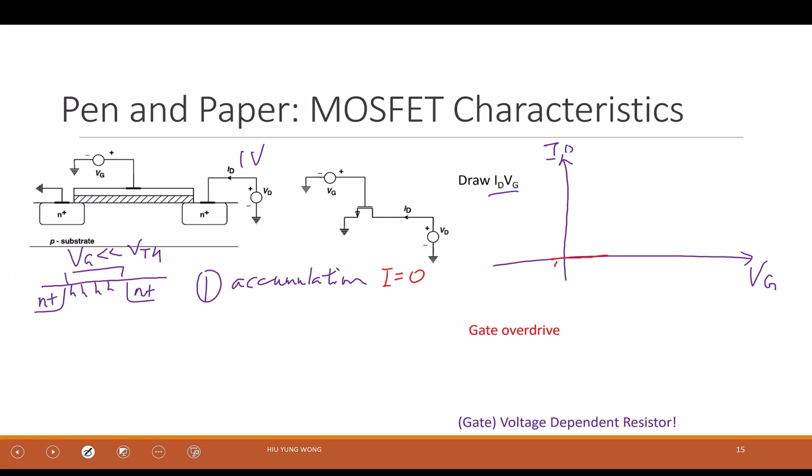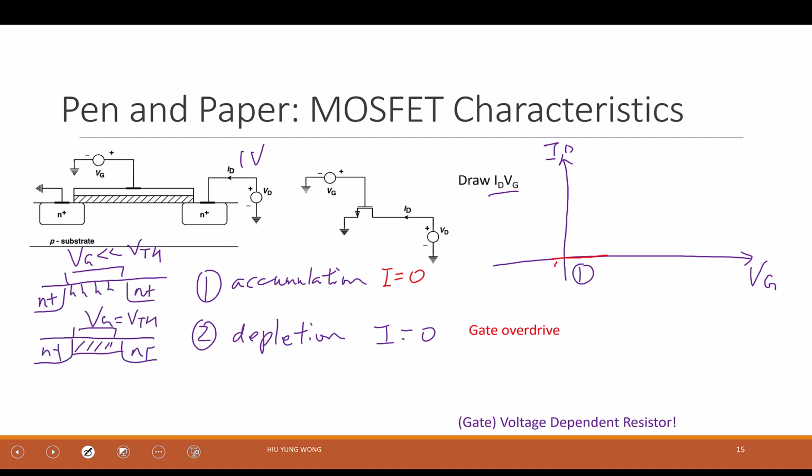Now, and then I go to another regime. I make this maybe just equal to VTH. Right? I keep increasing. At this stage, do I have any electron just at VTH? Or just before? Depletion, right? Nothing. I is also 0, right? This is VTH.